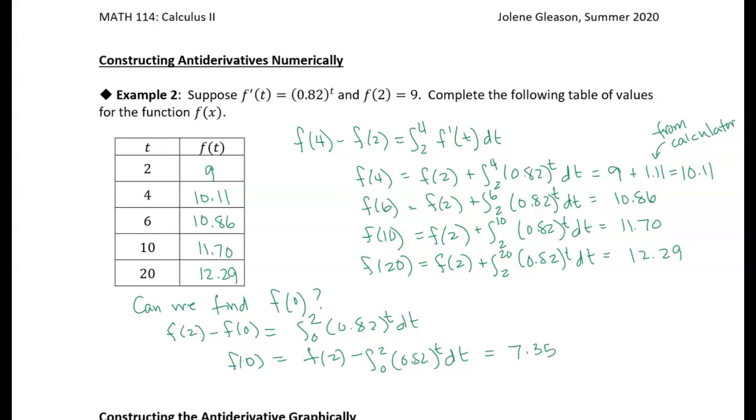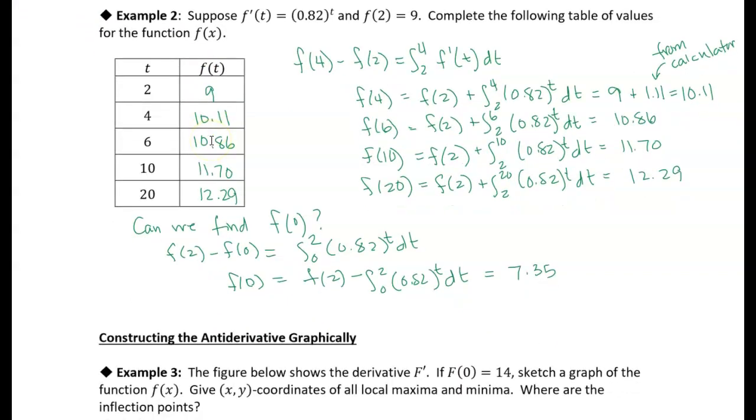So we can work backwards and forwards. As long as the function is continuous on the interval, I can use the fundamental theorem of calculus to come up with values of the original function given the derivative. All right. So the next thing we're going to do is take a look at constructing antiderivatives graphically, which we sort of did, but we're going to take a look at that in more detail next. So I'll meet you in the next video.